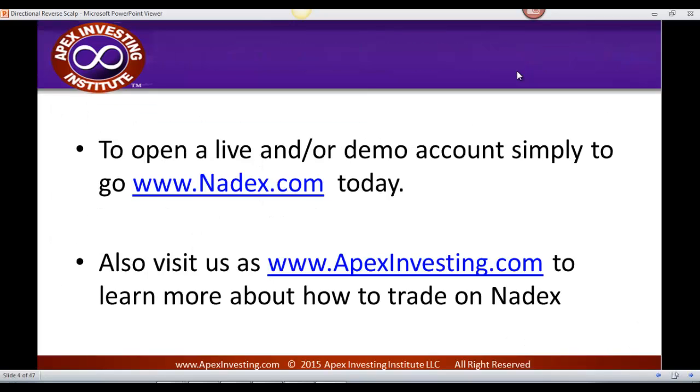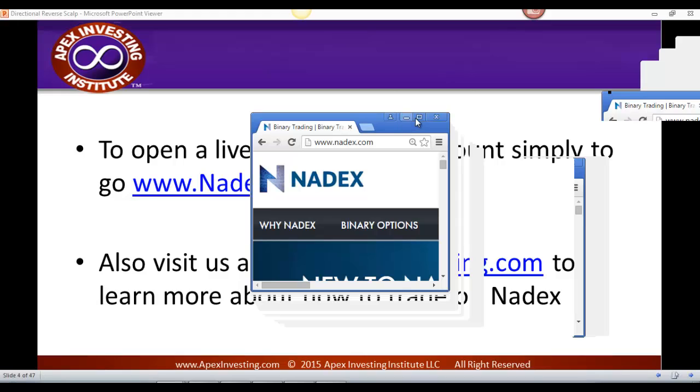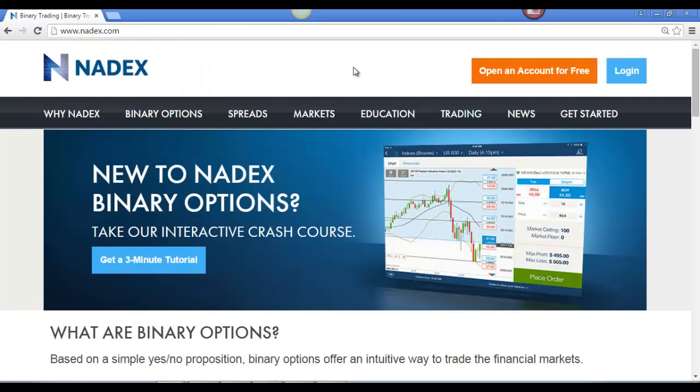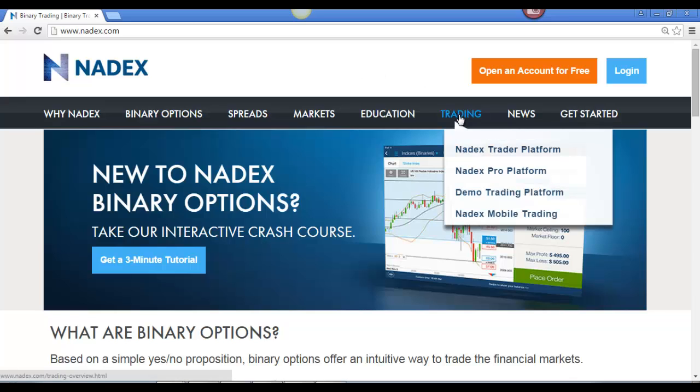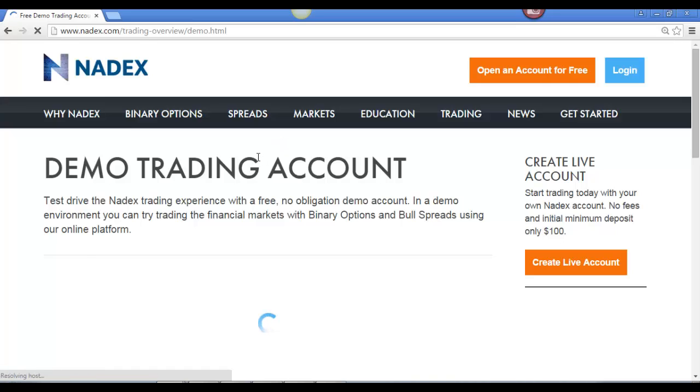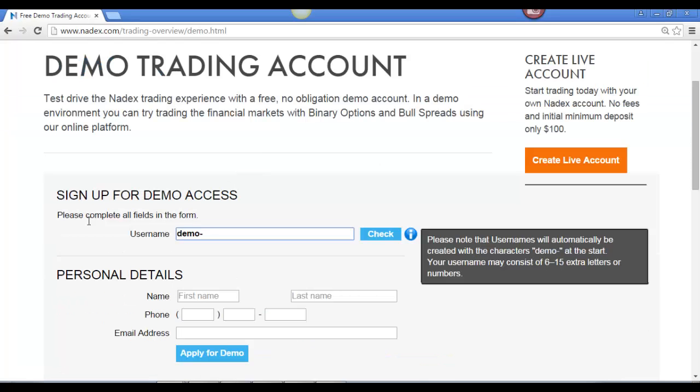So, for those of you that may not already have an account with Nadex, go ahead and hop over to nadex.com. Just pull this up here for you. You can go to nadex.com, go right here to trading, go to demo trading platform, and you can open up a demo account. It just takes a few seconds. All you have to do is fill out a username, first and last name, phone number, and email, and apply for demo.